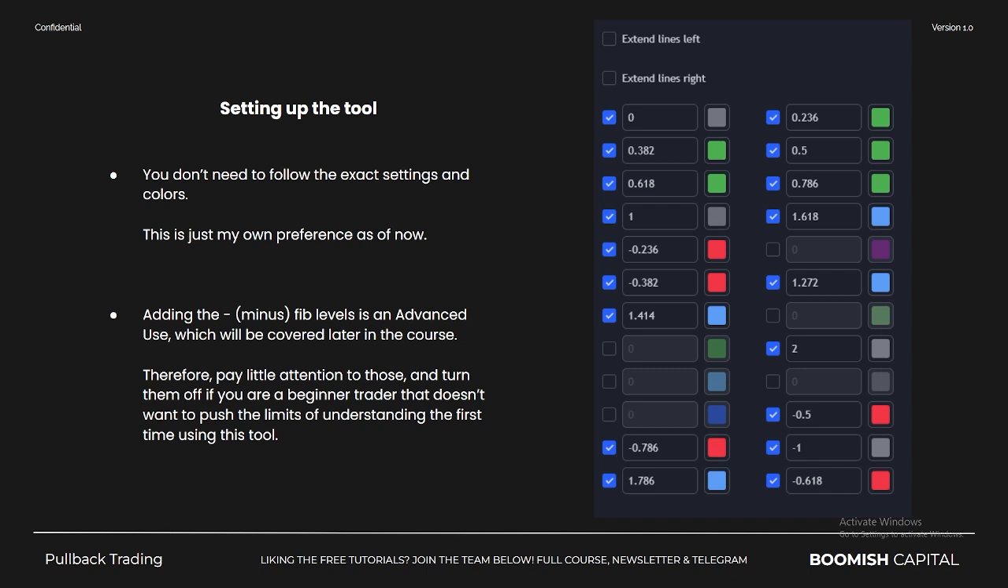because the minus levels add an extra layer of advanced use to the Fibonacci tool, which is probably unnecessary for the majority of people just trying to learn the basic retracement levels, etc., that Fibonacci sequences can add to your trading style. So if you don't want to push the limits of understanding the first time, which is completely fair, I didn't, and I wouldn't do that if I were you. Just make sure you tick off the minus levels and keep it to the positive levels of Fibonacci.